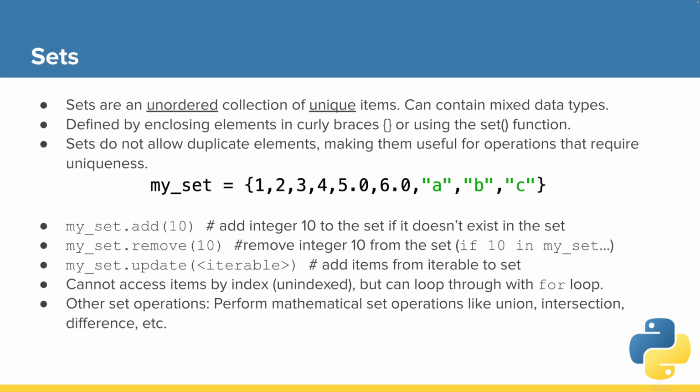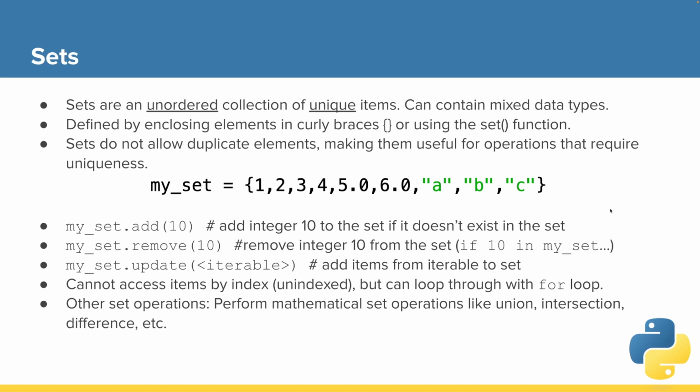Let's begin with sets. Sets are an unordered collection of unique items. So there are no duplicate elements in sets. They can contain mixed data types. We have an example set definition here. Our variable mySet is assigned curly bracket, and then we have various types of values, integers, floats, strings, and a closing curly bracket. And we see that we can contain those mixed data types.